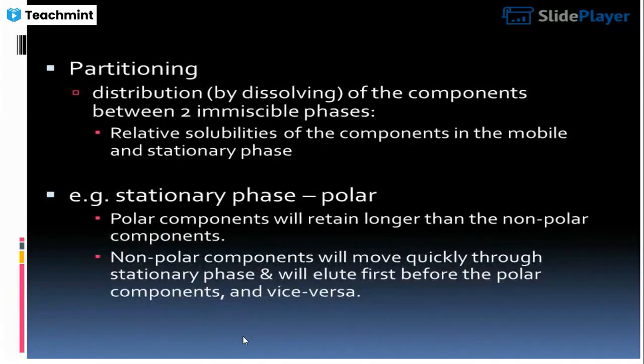Partitioning is the distribution, by dissolving, of the components between two immiscible phases, based on the relative solubilities of the components in the mobile and stationary phase. For example, if the stationary phase is polar, polar components will be retained longer than the non-polar components. Non-polar components will move quickly through the stationary phase and will elute first before the polar components, and vice versa.